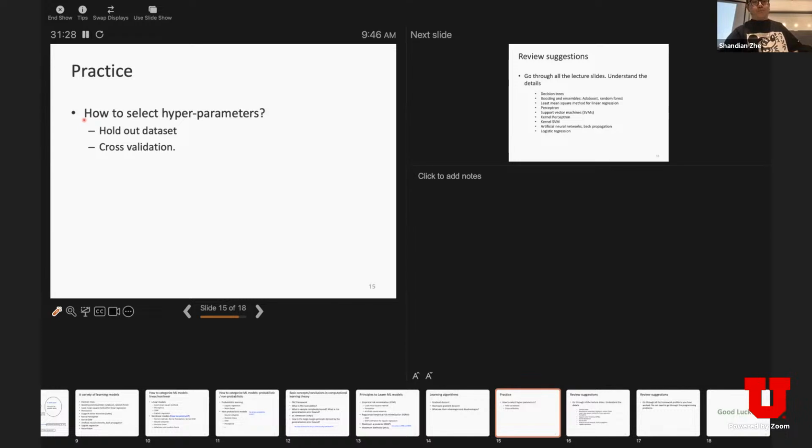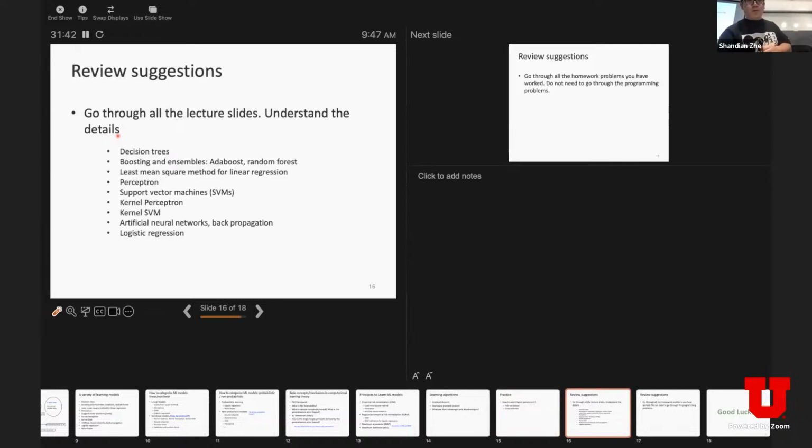So usually we're going to extract a portion of the data set as a held-out data set to evaluate its performance, or we can do some cross-validation. That's the most commonly used way to select hyperparameters. Okay.